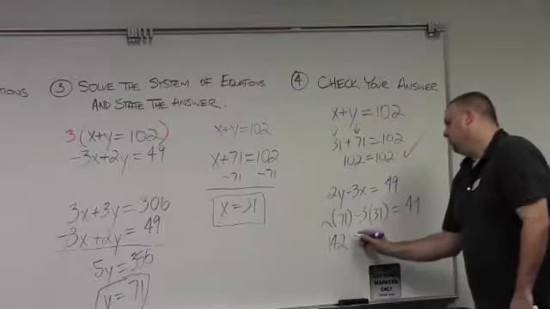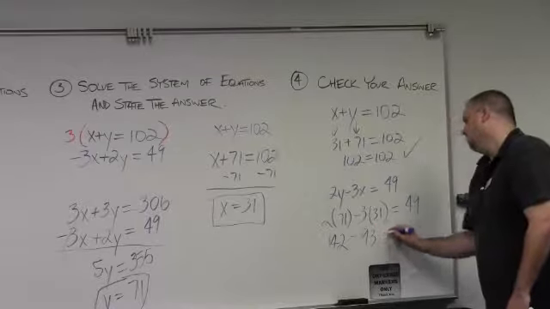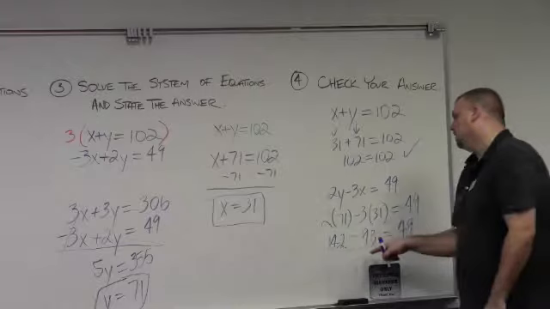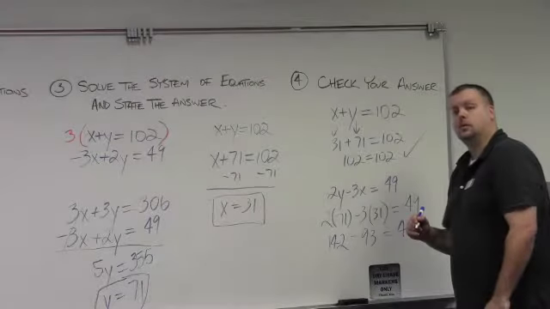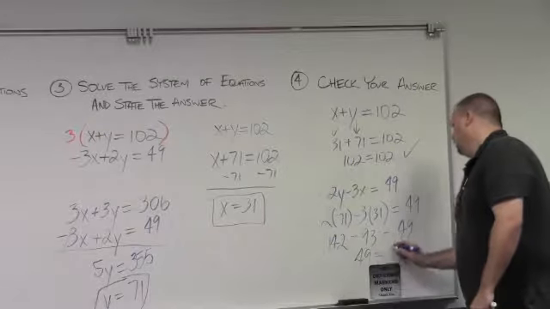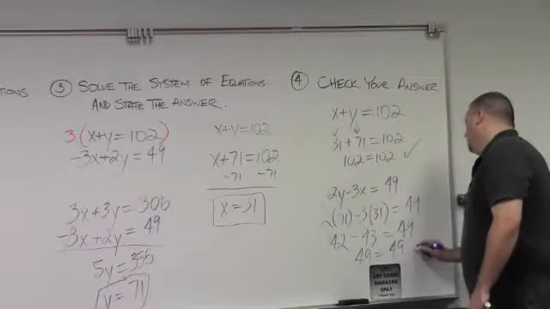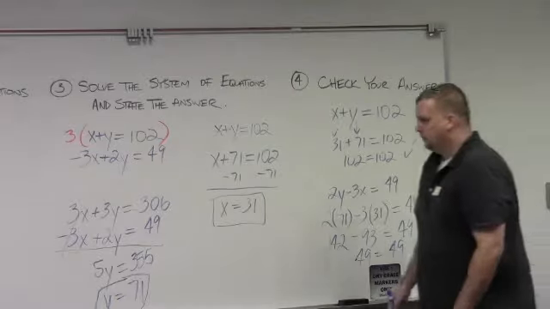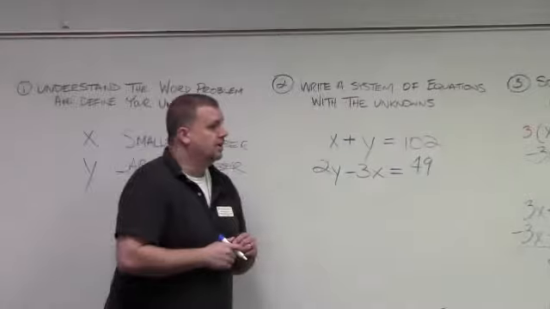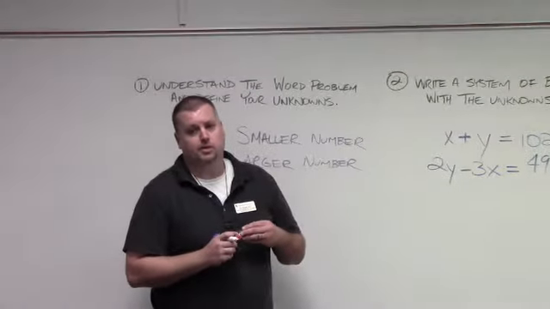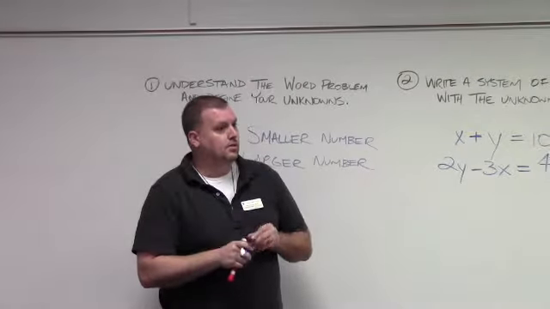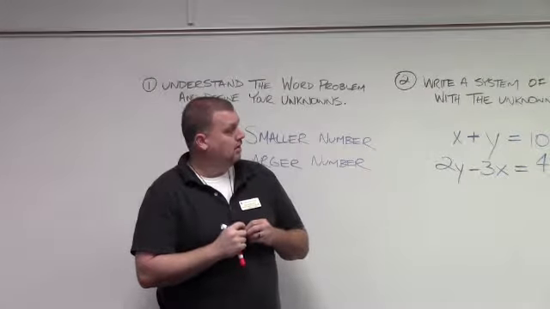3 times 31? And what does 142 minus 93 add up to, or subtract to? 49. So it checks. So we know for sure that we got the right answer. Any questions on that one? We've got another one. The next one we're going to be able to translate as well. So if we didn't get this one, do the next one.